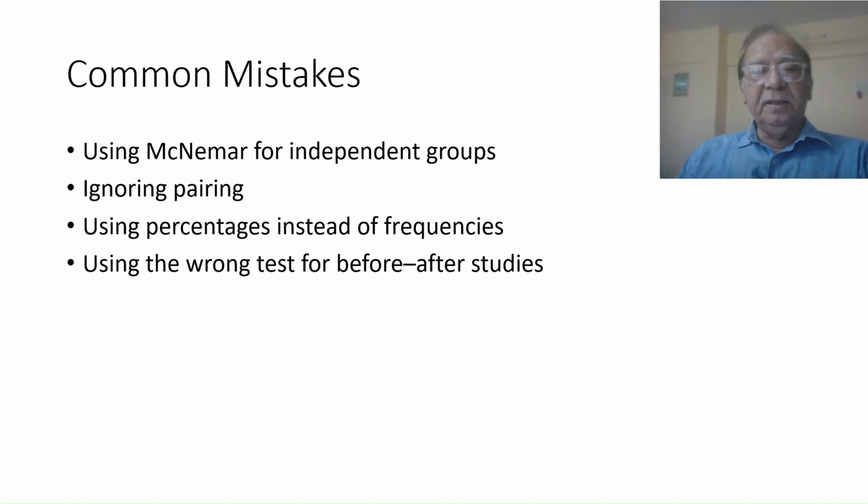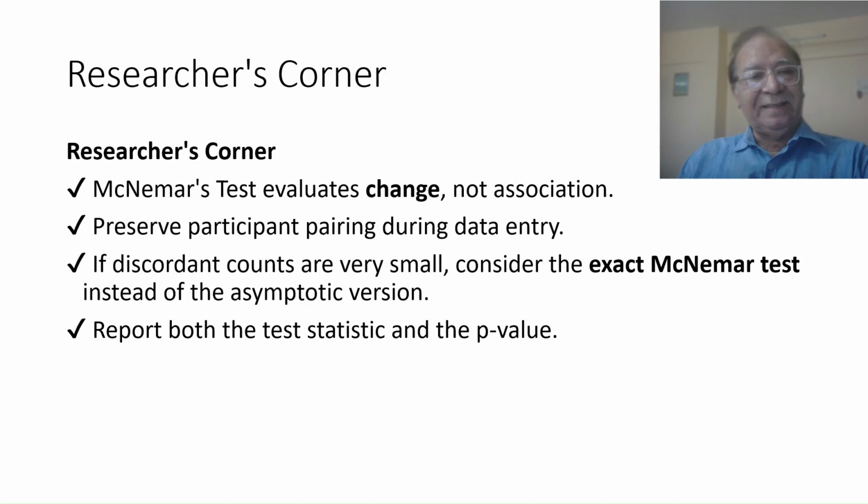Before concluding, let me share a few practical tips from a researcher's perspective. McNemar's test is designed to detect change in paired categorical data. It does not measure association or correlation. It specifically evaluates whether the pattern of responses has changed. Always preserve the pairing of observations. If the pairing is lost during data entry or analysis, the result will no longer be valid.